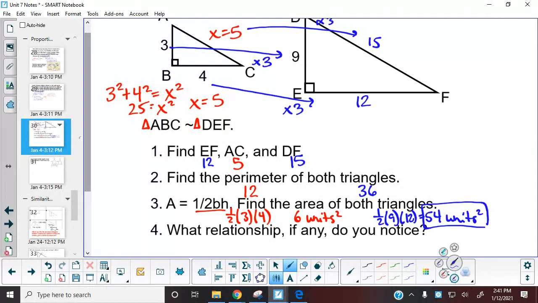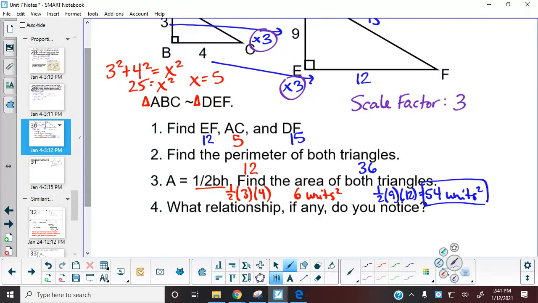If you look at this, and I'm going to do this here in purple so it sticks out, the scale factor to go from the first to the second, or the second to the first, depending on how you look at it, is 3. We multiplied by 3 to go from the little one to the big one. If you look at your perimeter, notice you are multiplying by 3 because a perimeter is a one-dimensional thing. It is a length. If you look at area, we are not multiplying by 3 to go from the area of the first to the area of the second. You are actually multiplying by 9, and that 9 is actually 3 squared.